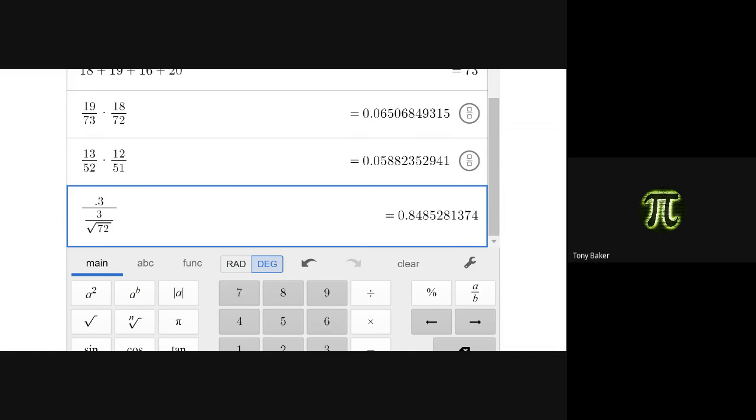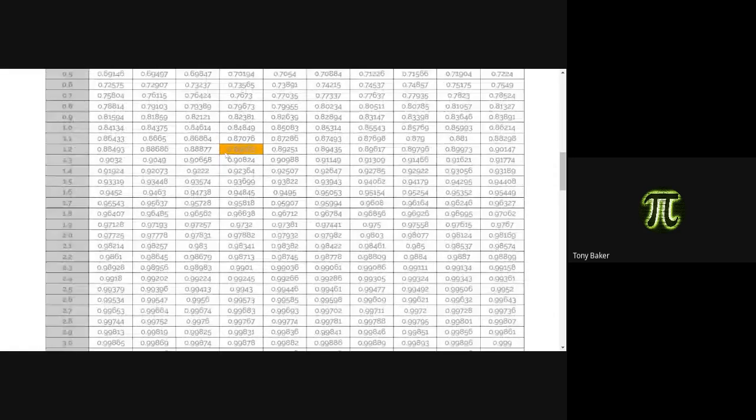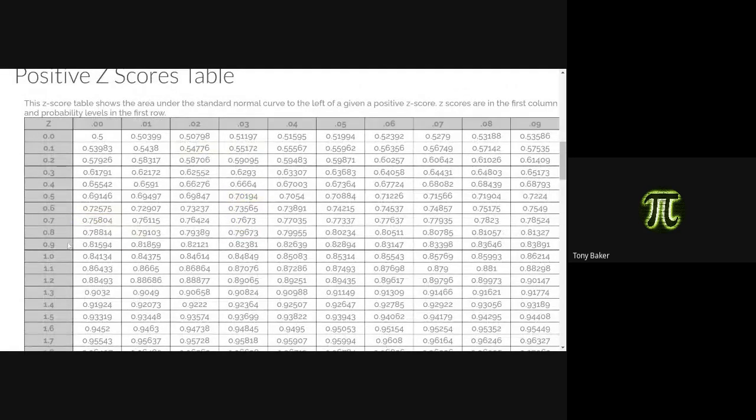Hold on, I'll pull up the Z table so you can see it on the screen. So how do we know if we're looking in the table if you got a percent or a Z score? This is not a percent. This is a Z score. So we found Z. So I'm looking for 0.85, which is right there. That's 0.85.